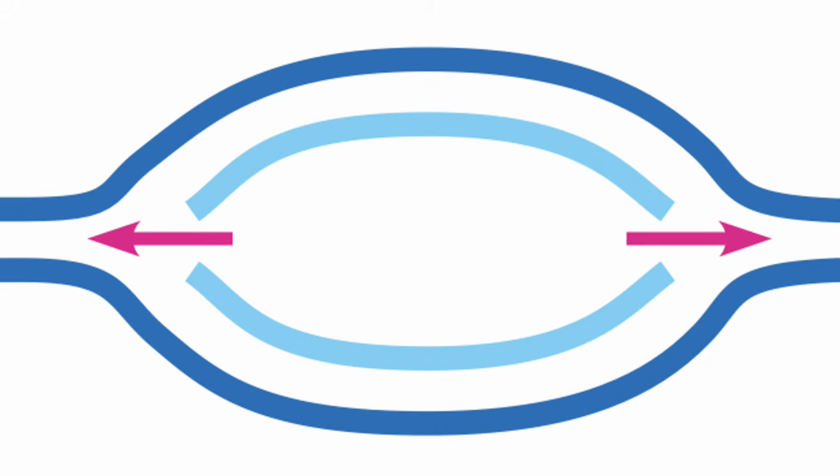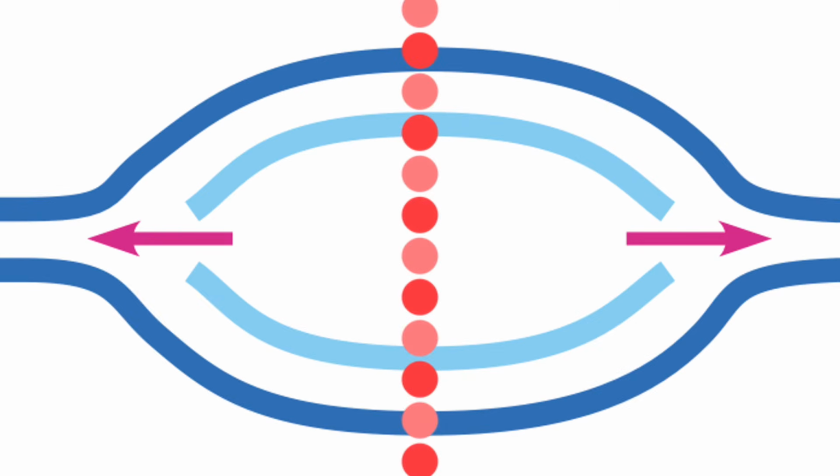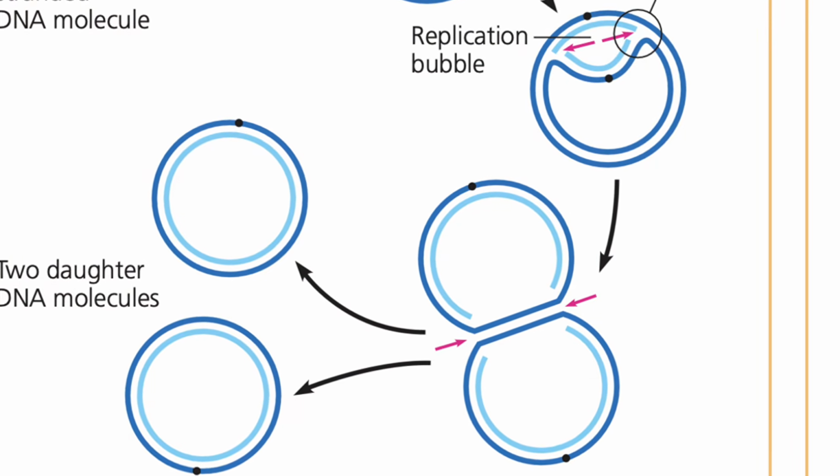Once we have this bubble though, I like to create this middle line that separates the left side of the replication bubble from the right. This is because DNA replication proceeds in both directions, eventually meeting at the end to complete the replication process. But for now, let's zoom in on the left side of the replication bubble.